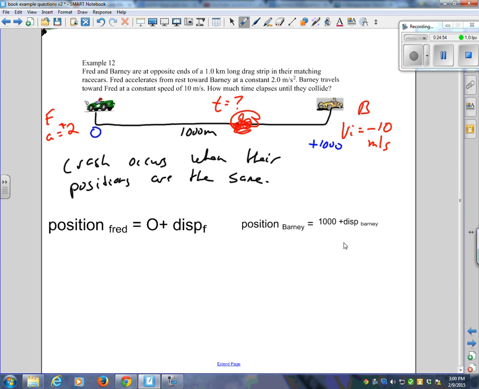Okay, is that better? Okay, so what then is position Fred? PF is 0 plus. Now the displacement of Fred, he's accelerating, right? Yes. What's the formula for displacement that has acceleration in it? D equals VIT plus 1/2 AT squared, right?